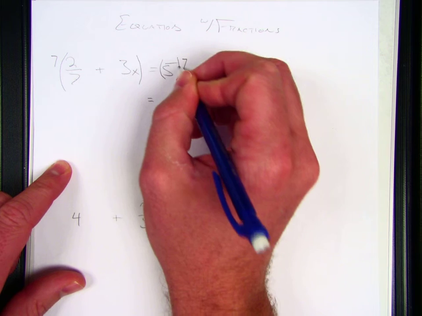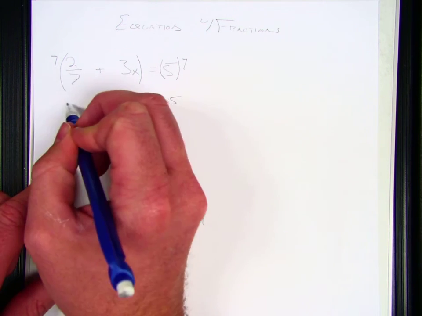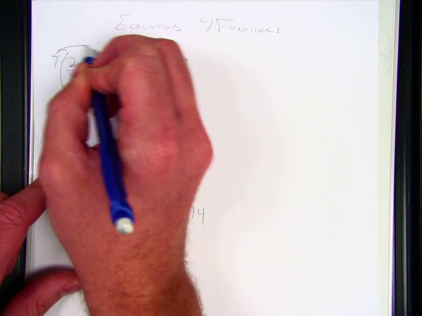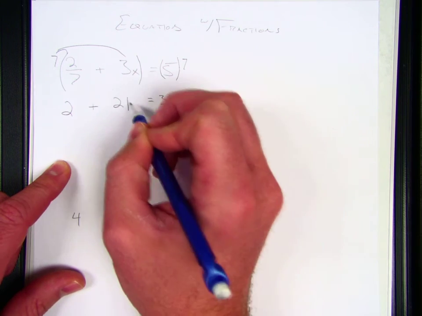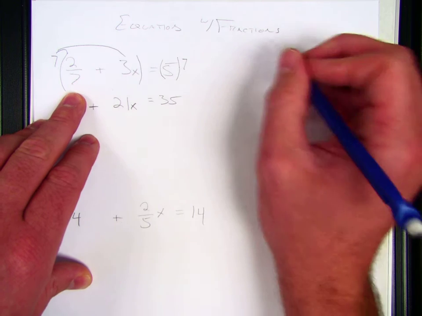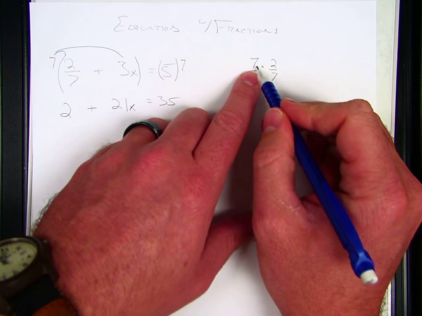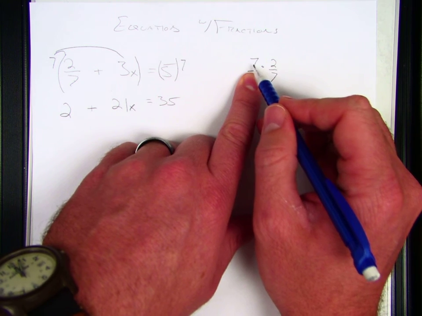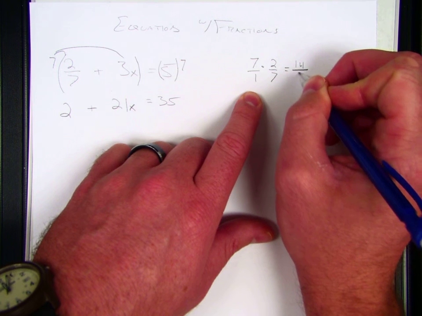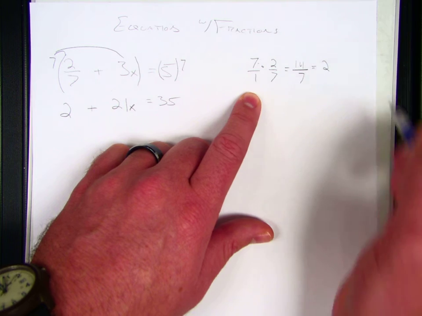So 5 times 7 is 35. 7 times 2/7 is 2. I'm going to talk more in a minute about why that's the case. Plus 7 times 3 is 21x. So before I finish and solve this equation, let's look at this 7 times 2/7. If I'm multiplying a whole number of 7 times a fraction, I can just put it over 1, and then I multiply straight across. 7 times 2 is 14. 1 times 7 is 7, and that simplifies to 2.